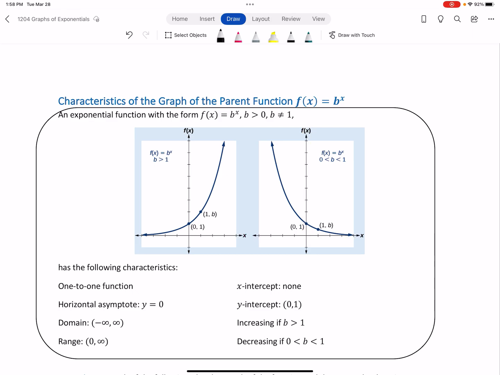There's a y-intercept at the point (0, 1) here on both of them. If you change the number in the front, if you said a times b to the x, then the y-intercept would change. If b is bigger than 1, it's a growth, so it's increasing. If b is between 0 and 1, it's a decay, so it's decreasing. So this is b bigger than 1, growth. This is b less than 1, decay.